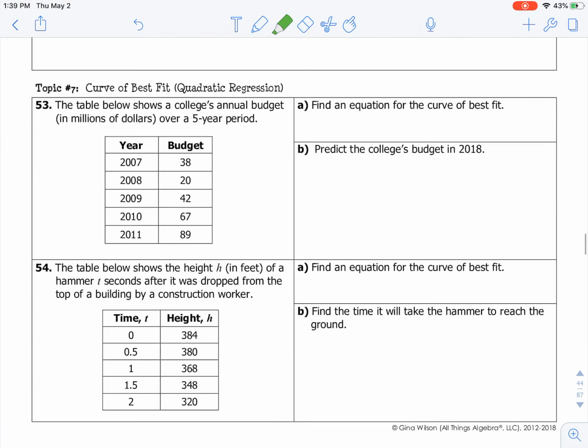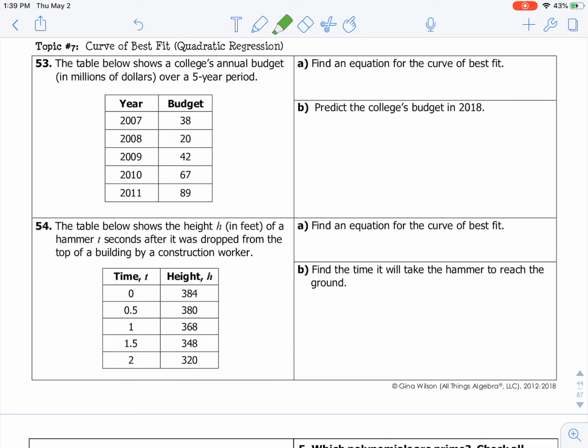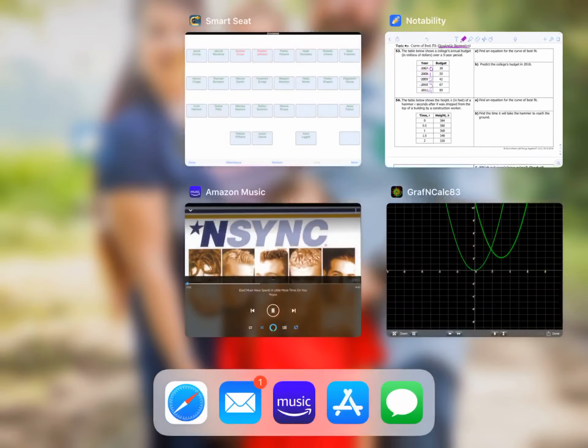I'm going to skip down all the way to 53, these quadratic regressions. Okay, it tells me it's quadratic and it gives me a table. We've briefly talked about this before, but when I'm working with years, instead of typing 2007, all of this in my calculator, I'm going to call this year 0. This is where I start. 1 year later, 2 years later, 3 years later, 4 years later. That's what I'm going to type in my calculator.